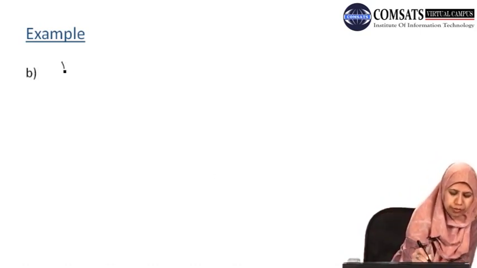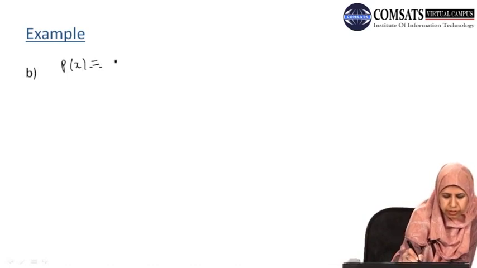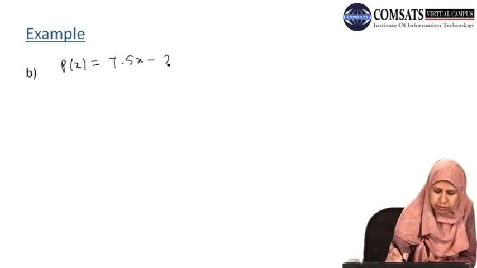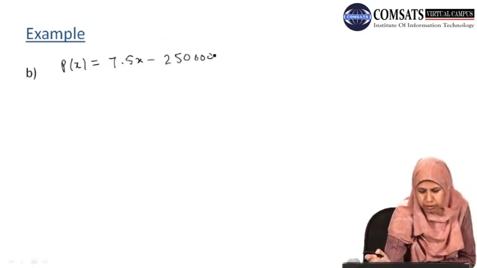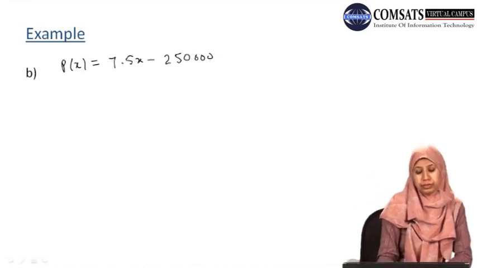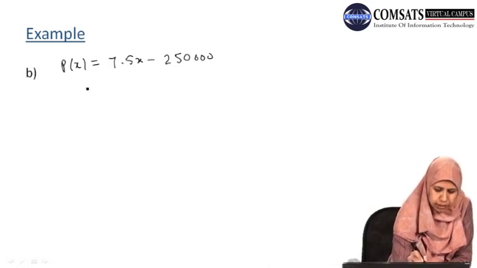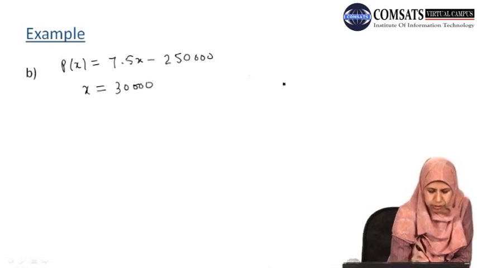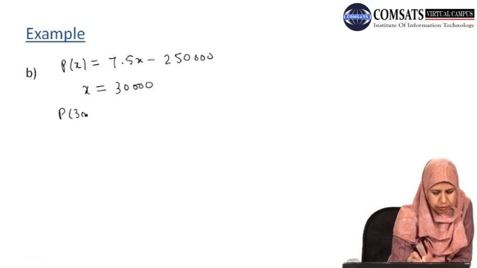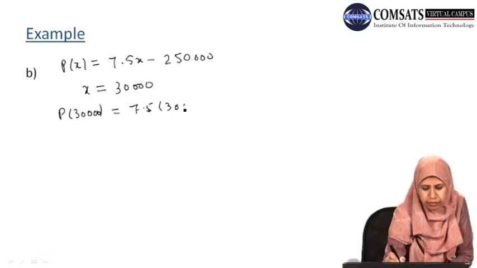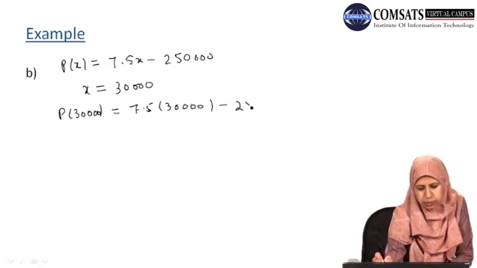We have our profit function, which is P(x) = 7.5x minus 250,000. We are asked to find the profit when x is equal to 30,000. So P of 30,000 equals 7.5 times 30,000 minus 250,000.